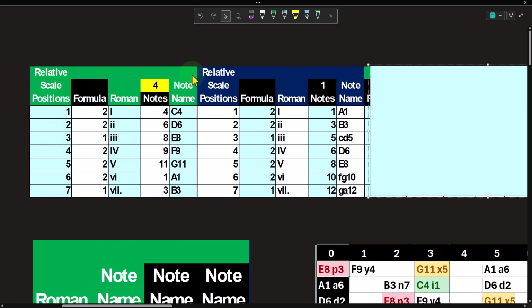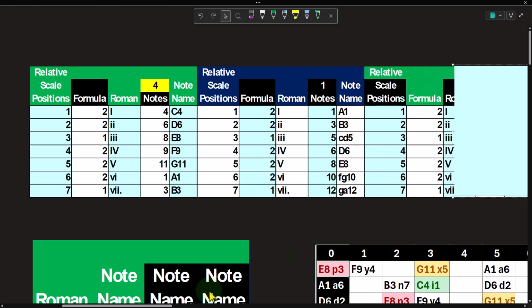We just copy this, we paste it over here. I'm going to change this to a 1. That's going to give me all the notes in A. How? Because an A is a 1. 1 plus 2 gives me 3. 3 plus 2 gives me 5. 5 plus 2 gives me 6. 6 plus 2 gives me 8. 8 plus 2 gives me 10. 10 plus 2 gives me 12. And then 1 brings me back to 1 because that would give me 13. Minus 12 gives me back to 1.